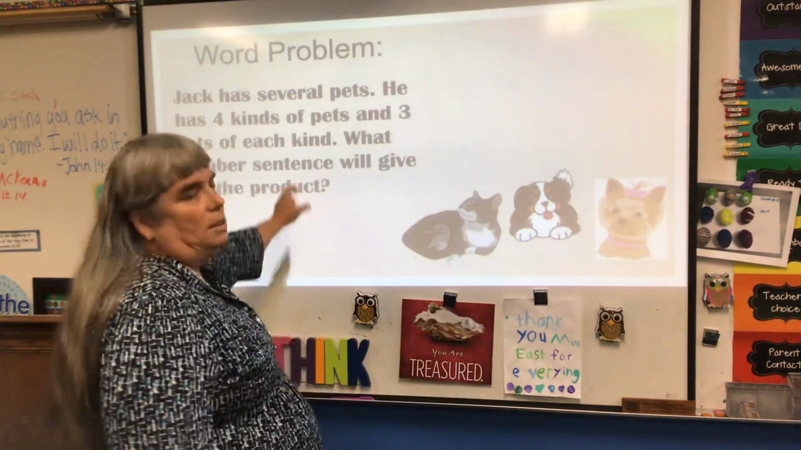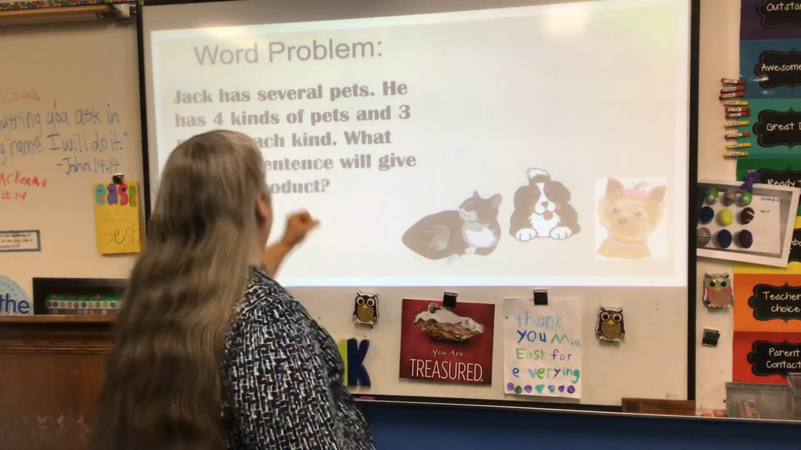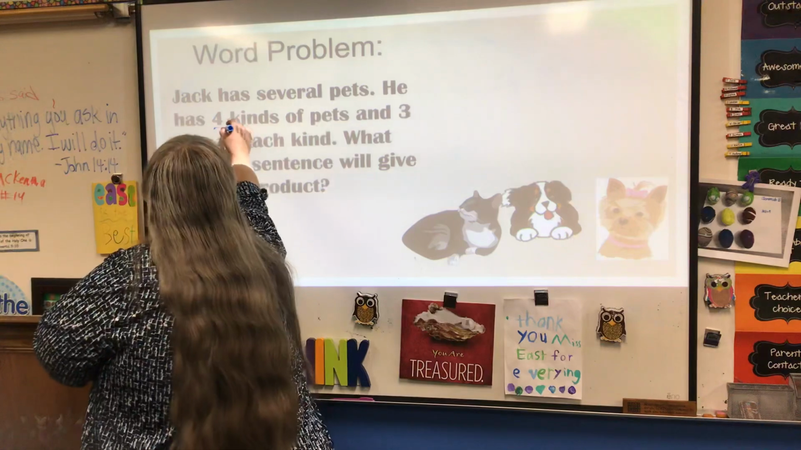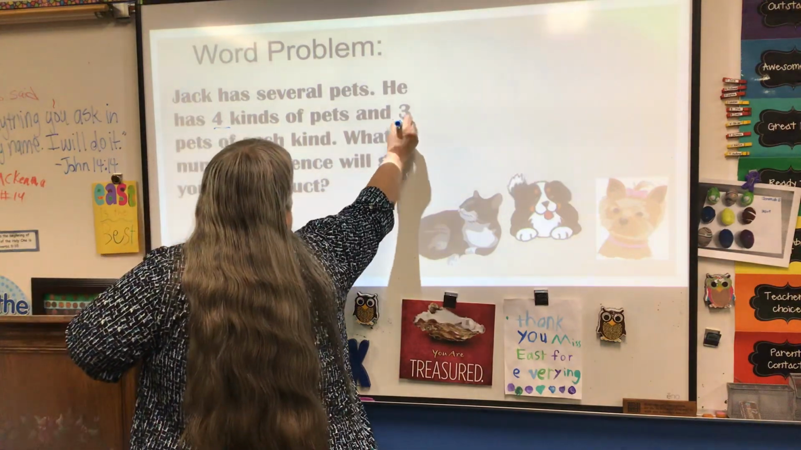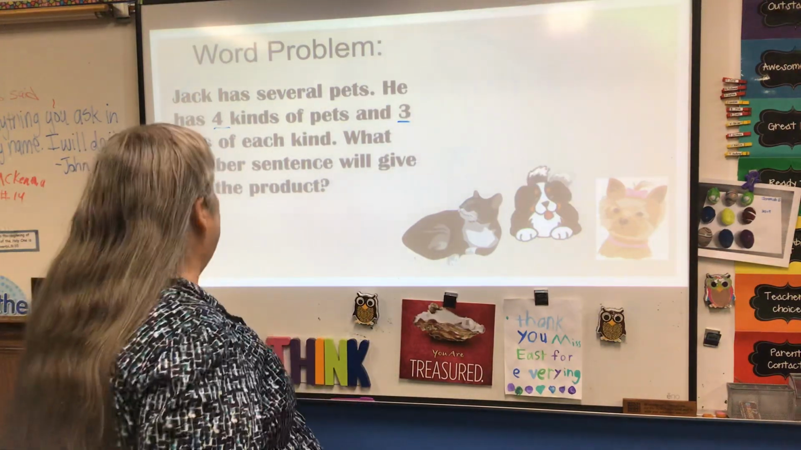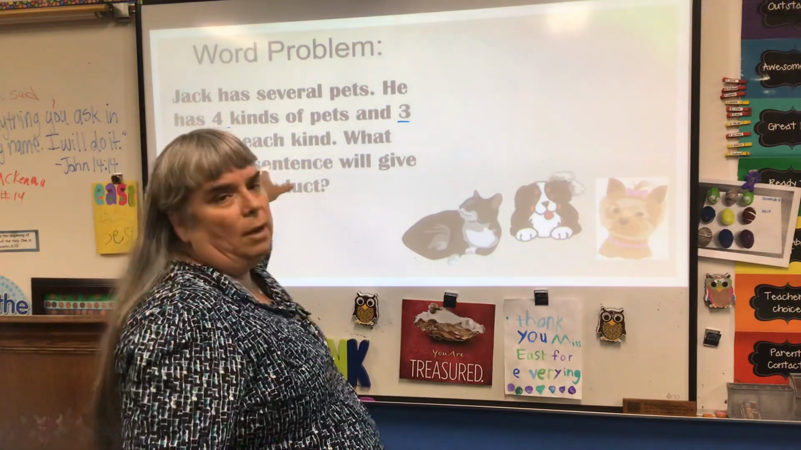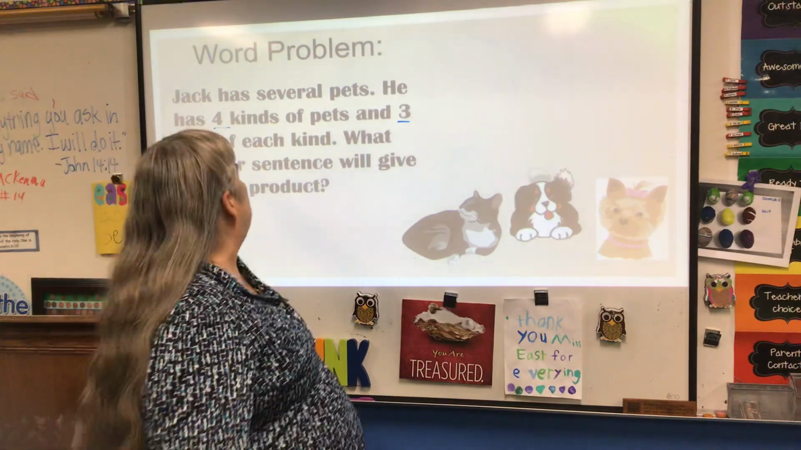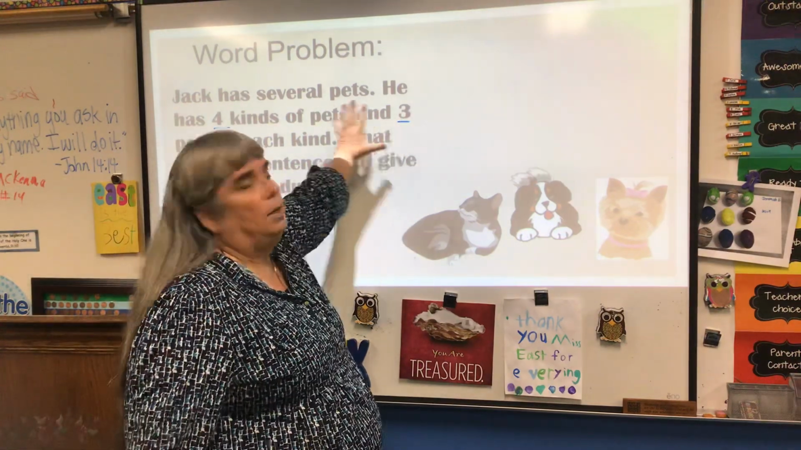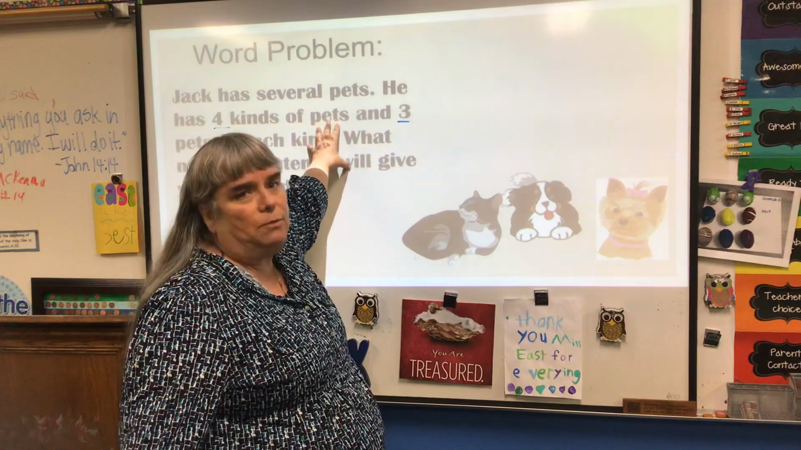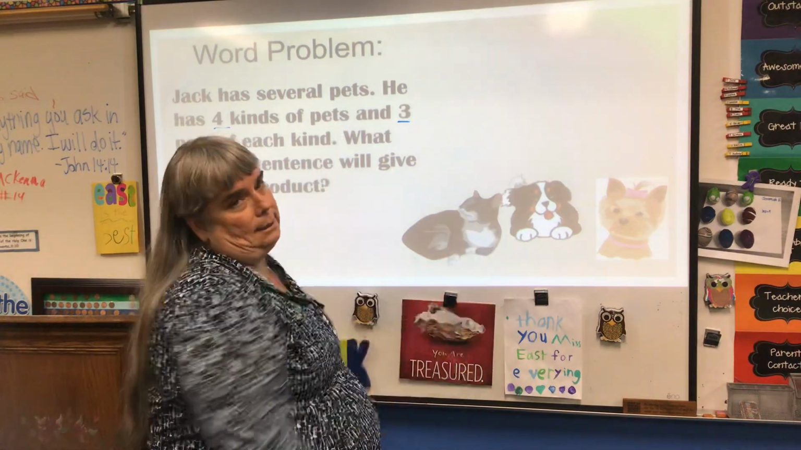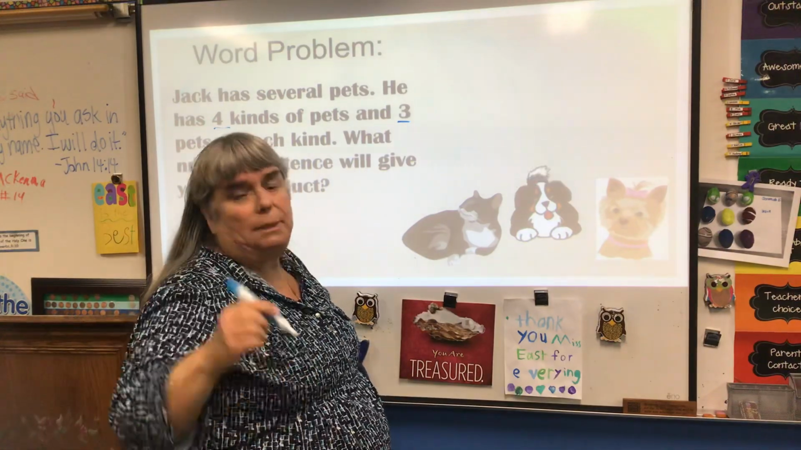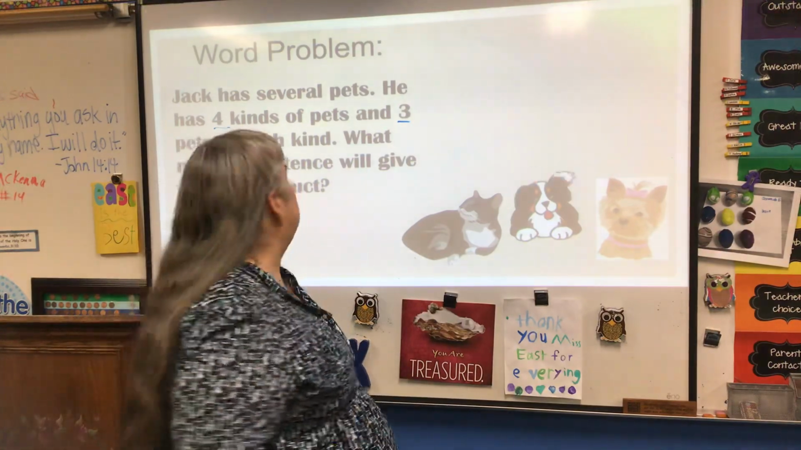Okay, so it's going to start out with some word problems in multiplication. Jack has several pets. He has 4 kinds of pets, 3 pets of each kind. What number sentence will give you the product? I know Mrs. Lopez's students have a really good habit of circling the numbers that are in the word problem, and that helps you to figure out what the math sentence is that you need. Make sure you write that math sentence on your test, because if you do, you'll get extra credit points.